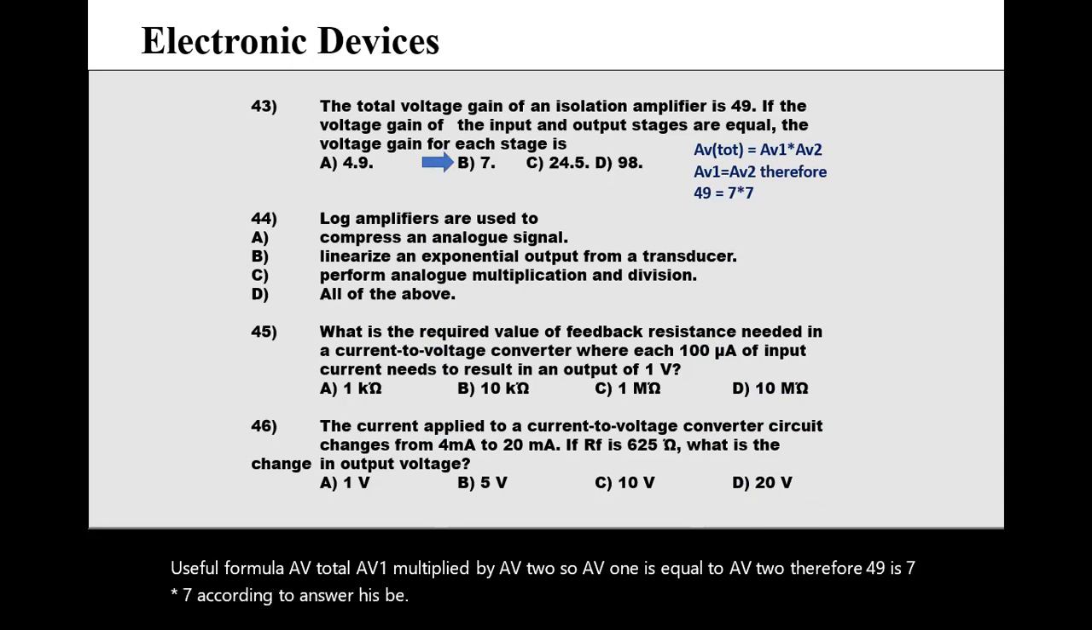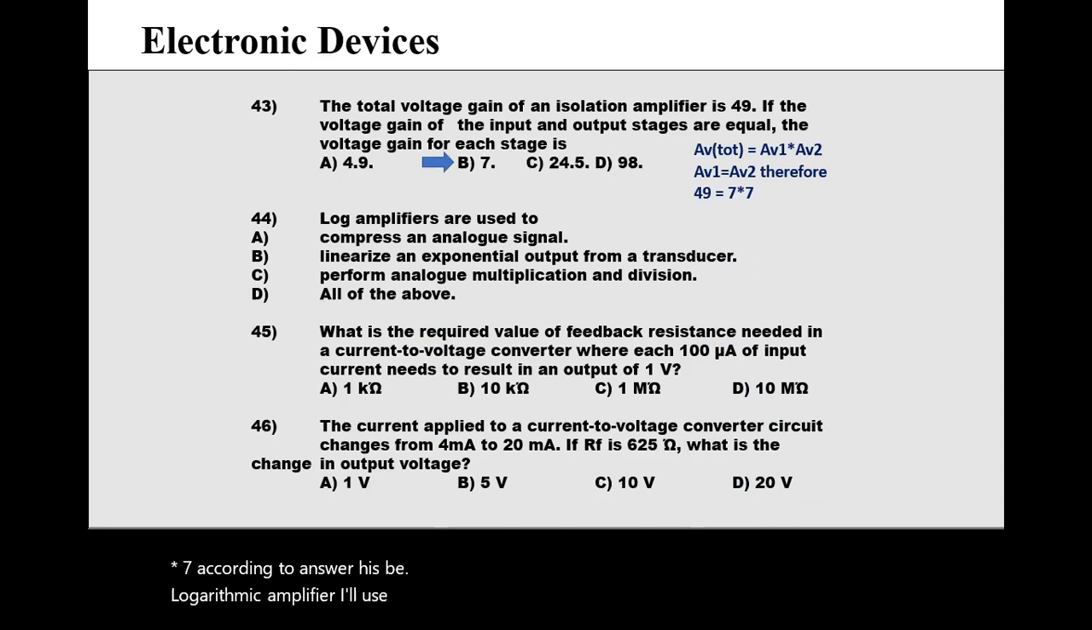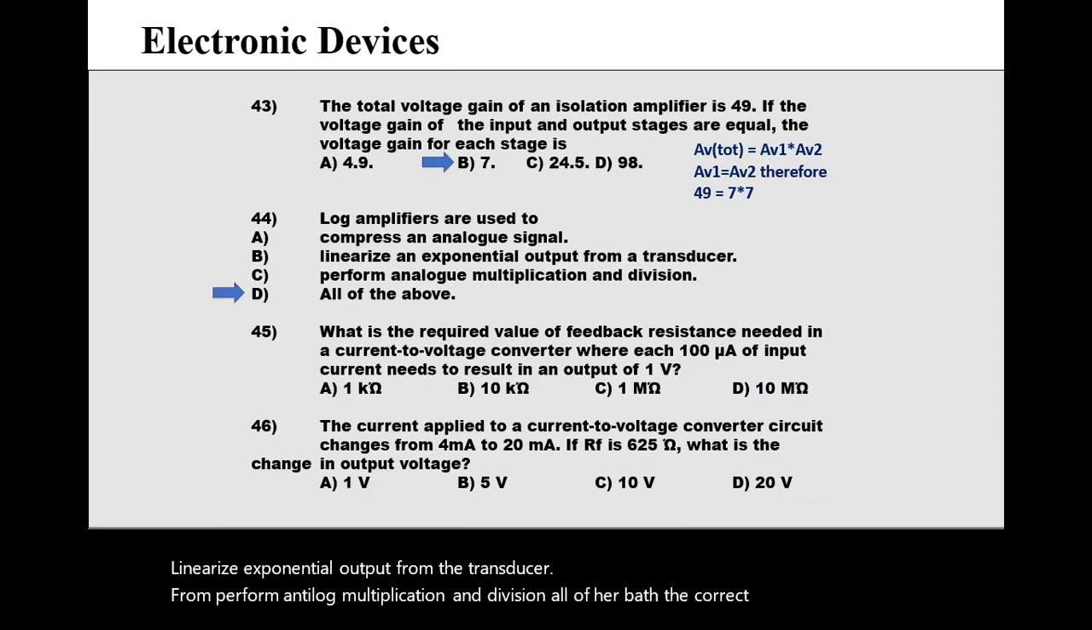Logarithmic amplifiers are used to compress an analog signal, linearize the exponential output from a transducer, perform antilog multiplication and division, or all of the above. The correct answer is all of the above.